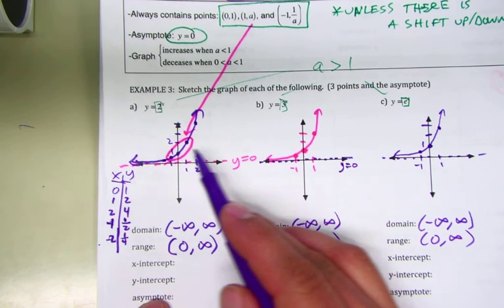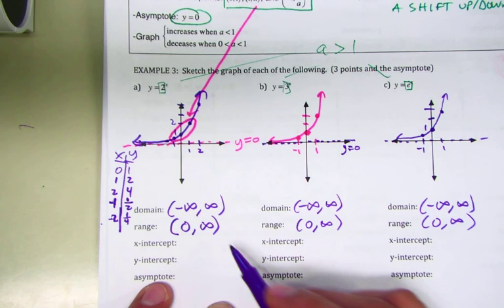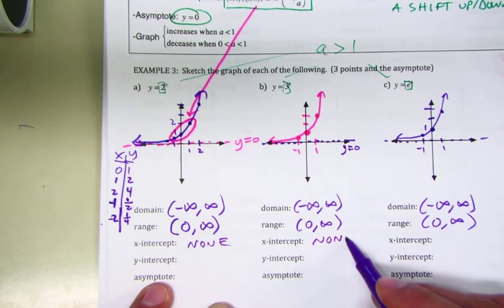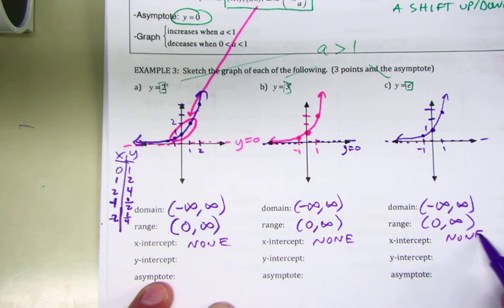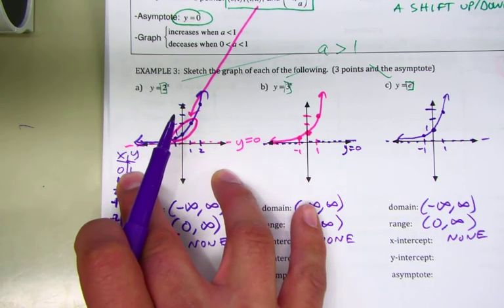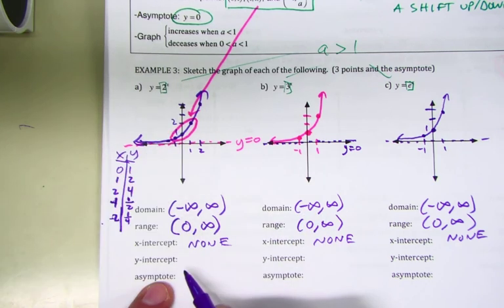Any x-intercepts? No, if it doesn't equal 0, this is not going to have any. Same all the way across. Do you guys see, though, that if these shift down, now we're going to have x-intercepts, right? Okay, so be aware of that.